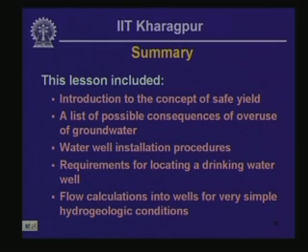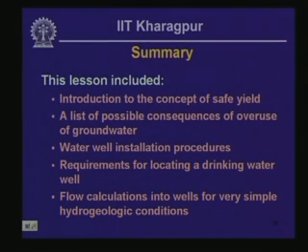Okay, now we want to summarize our lesson. What we discussed in this particular lesson is the concept of safe yield. We considered a list of possible consequences of overuse of groundwater. We looked at typical procedures used for installing water wells. We looked at the requirements for locating a drinking water well, or what you need to consider as a minimum setback from the locations of potential zones of contamination.